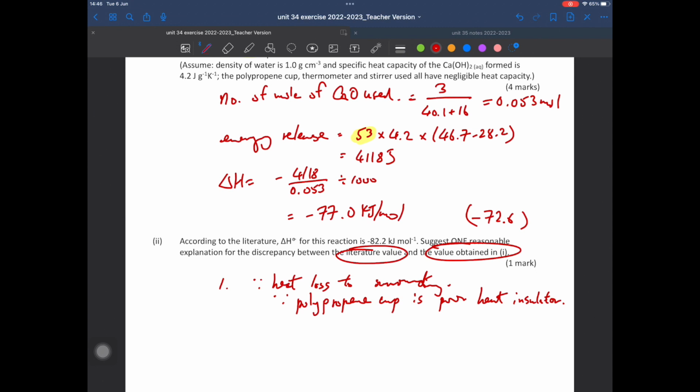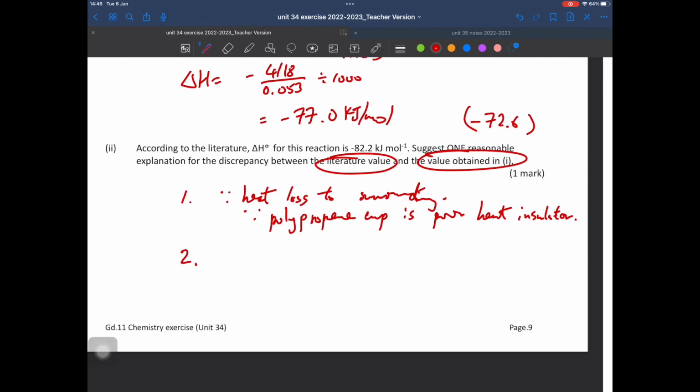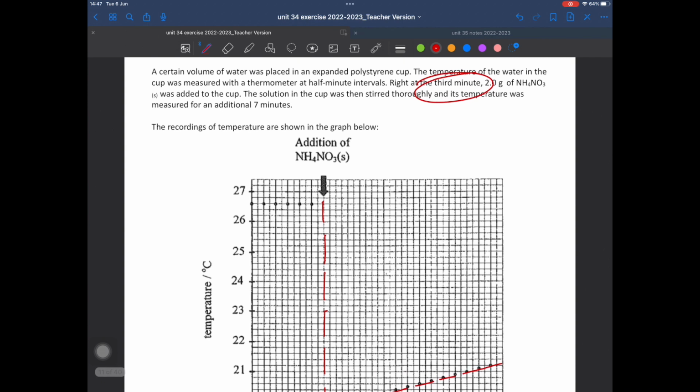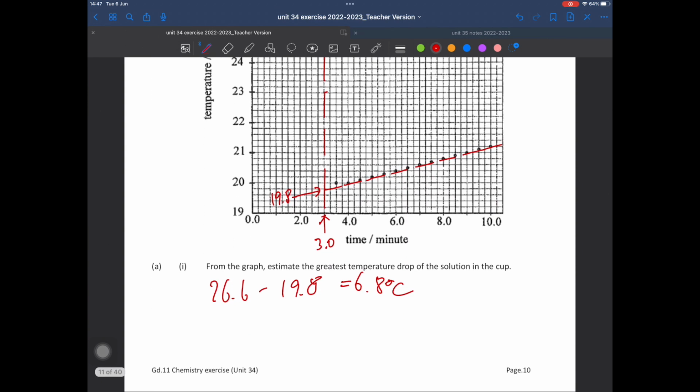But here I give you another one, which is tailor-made for our case. That is, the calcium oxide we used is not fresh enough. It may react with the moisture in air before the experiment to form calcium hydroxide already. Next, first of all, you are supposed to use extrapolation to find the temperature drop.